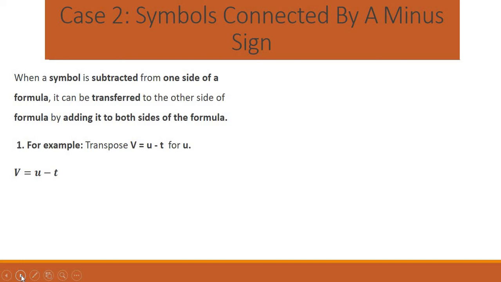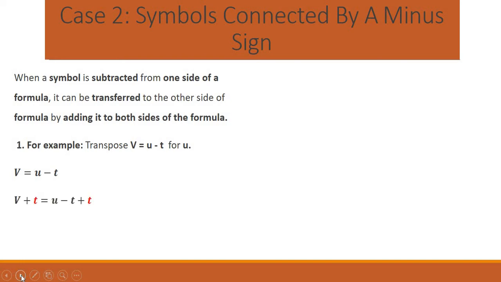Then we look at what we want to be the subject. We want U to be the subject. We look at what is happening to the U. We note that T is being subtracted from U, and we want to transfer that T to the other side of the formula. So what we can do is to add T to both sides, right? And this is how you would do it.